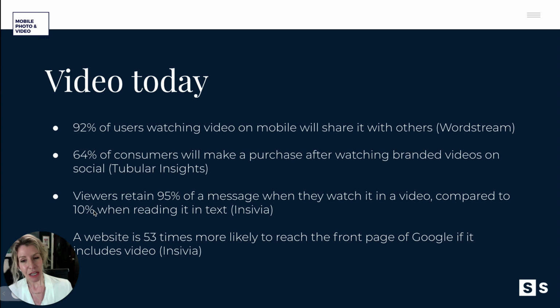Video, 92% of users are watching video on mobile and will share it with others. That is unbelievable. If we think about how much we're sending somebody a TikTok link, or we're saving a video in our Facebook feed and sending it along to a friend. It is the point of social video. How digestible, accessible, and shareable can we possibly make it so that it starts to scale?